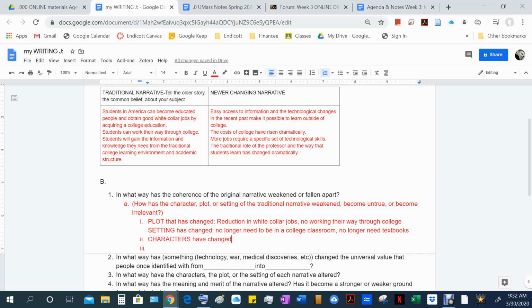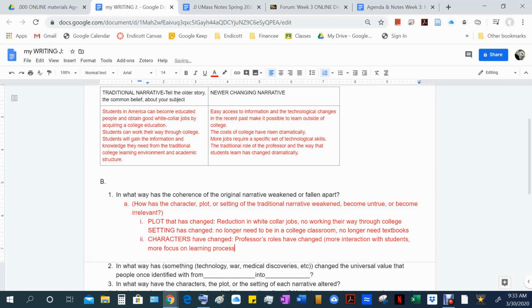So the characters in the old story, right? The characters for me are pretty basic. The professor, that's a character. And the student, that's a character. So professors' roles have changed. It's no longer the same idea; what they need to be doing is different than what they used to do, right? In general, professors are expected to have more interaction with students now, and there's more focus on how students learn, right? Before we didn't care about that. We just went and lectured and everybody took notes and that was the end of it. Whether you got it, you got it. You didn't. Now there's more focus on how students learn.